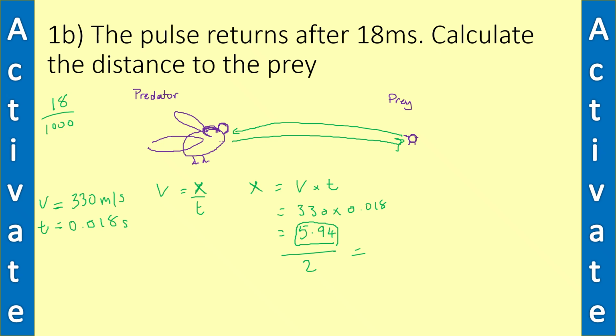and get 2.97 or 3.0 is what I'm going to leave the answer as, 3.0 meters. Now, just to clarify, that's 3 meters that way, 3 meters back, which gave us our 6 meters there and back. So to 2 significant figures, 3.0.